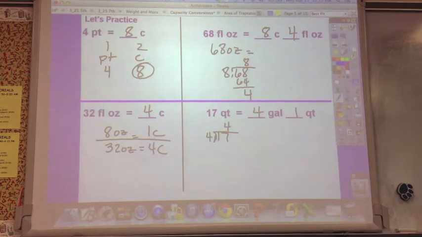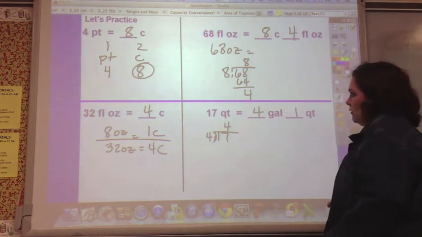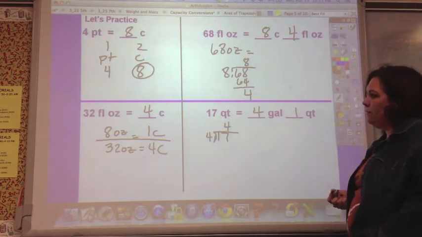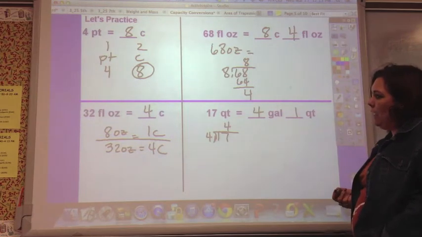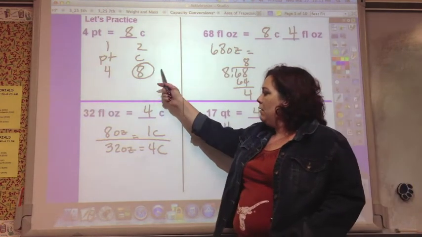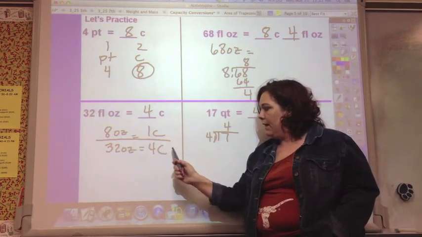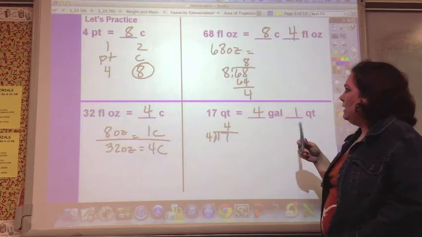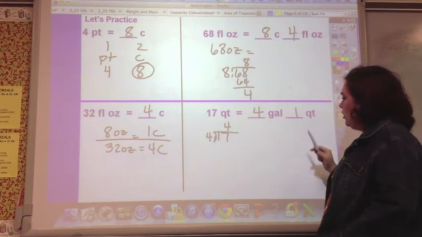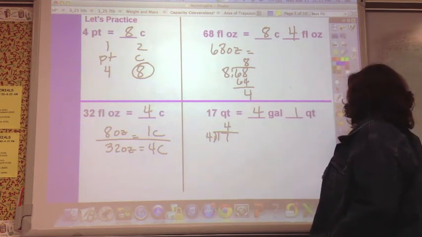So here are the answers. And a lot of these are from dividing. Some are from multiplying. But these and these are dividing. And it's just looking at the relationships and coming up with the answers.